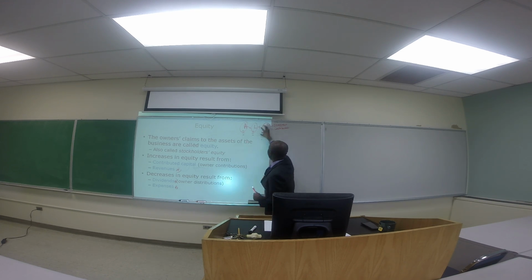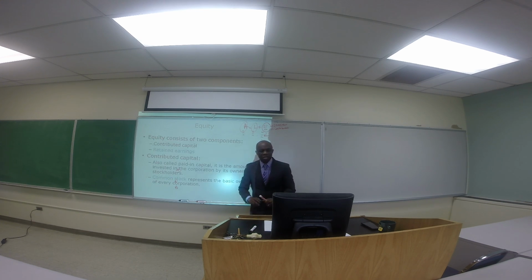Now, like I said, equity is very involved, and we have 3 slides explaining equity. We said that equity consists of 2 main components. You need to carry this. We call them contributed capital and retained earnings. Okay, you need to carry this. This is very important. Now, what is contributed capital? Contributed capital is the capital or investment that the owner or owners contribute to the company.